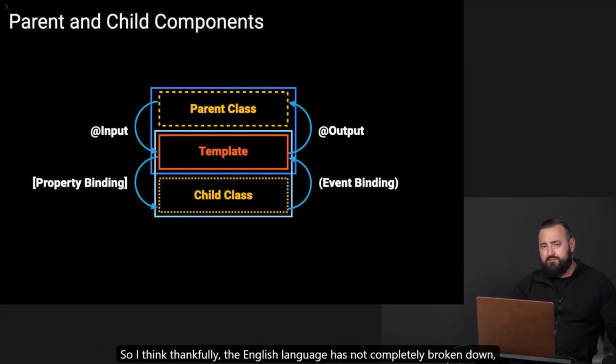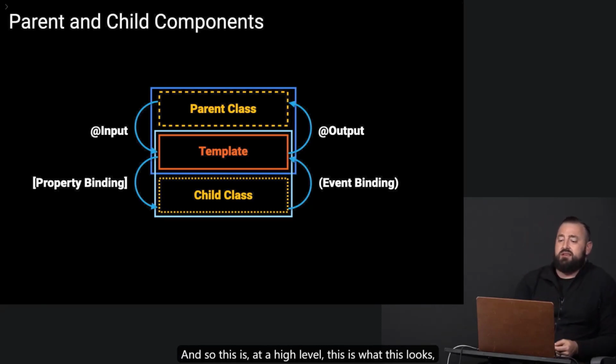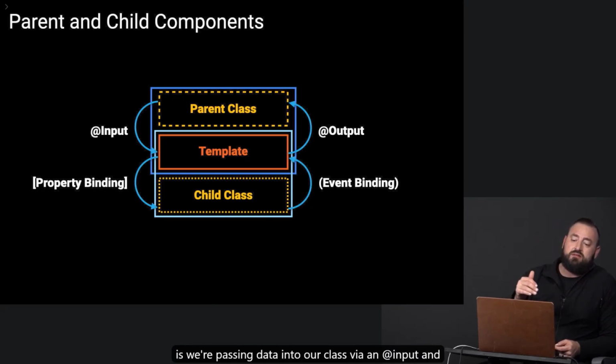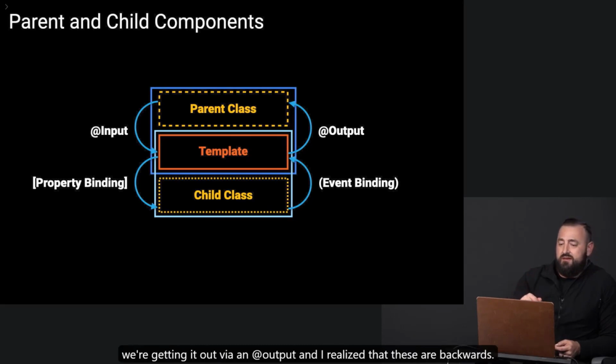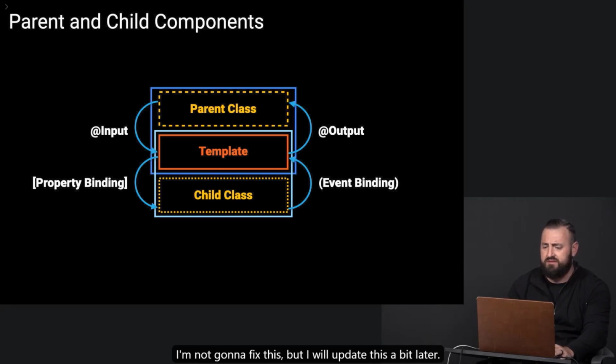So I think, thankfully, the English language is not completely broken down in that we're putting data in, we're getting data out. And so at a high level, this is what this looks like: we're passing data into our class via an input, and we're getting it out via an output. And I realize that these are backwards. I'm not going to fix this, but I will update this a bit later.